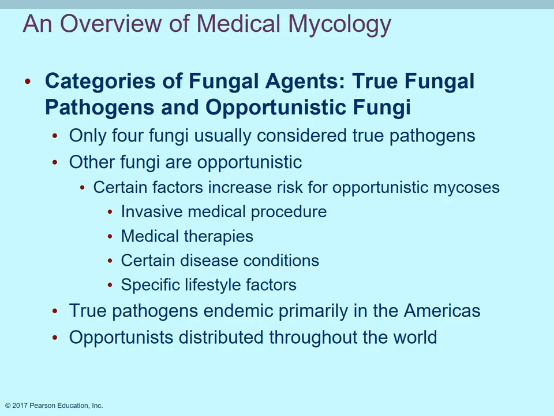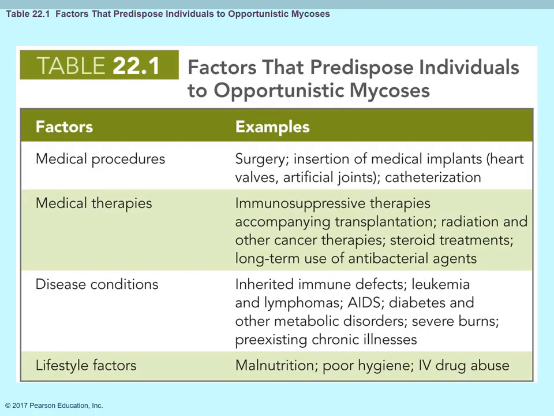There's only 4 fungi that are considered as true pathogens. All the others are considered as opportunistic. There are certain factors that can increase a person's risk for developing an opportunistic infection by these fungi. That would be if you have any type of invasive medical procedure done, any type of medical therapy, certain disease conditions, and certain lifestyle factors. The true fungal pathogens are endemic usually in the Americas. The opportunistic ones are going to be everywhere.